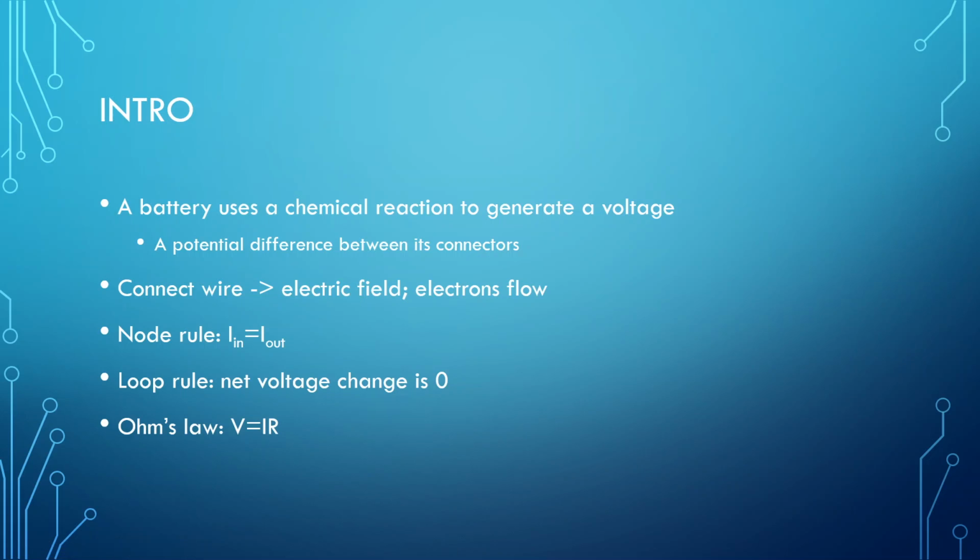So if we generate electric potential using a chemical reaction in a battery, we can form an electric field through a conductor between the battery terminals. That electric field will then move electrons, or electricity. We use a couple basic rules.